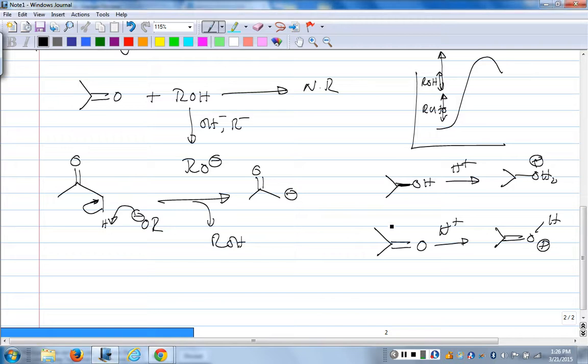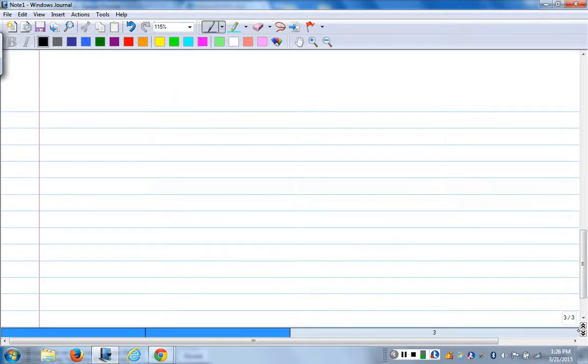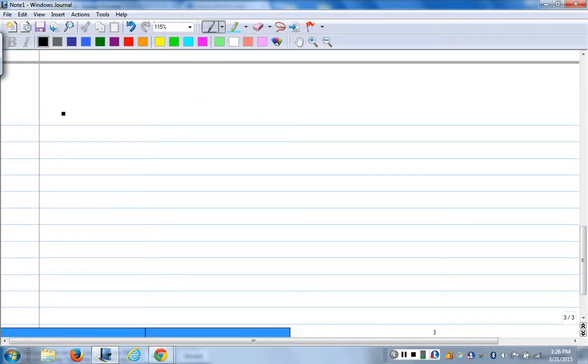So if I had delta plus plus here, this is going to be delta plus plus plus plus plus because the O plus is pulling more electrons. So that's been my strategy. What I'm going to do is to get chemistry by treating the carbonyl compound with an alcohol in the presence of an acid.